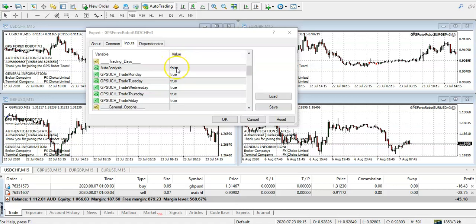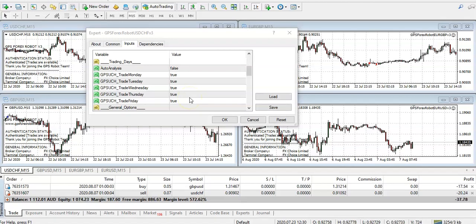Scrolling down, auto analysis. This one's set to false, and by doing that, it then bases the trade frequency on these settings below here. So trading Monday, Tuesday, Wednesday, Thursday, and Friday are all set to true. I haven't traded with this set to true, so I'm not exactly sure how it would trade under those circumstances, how frequently or infrequently it trades. But what I have noticed is that by setting this to false and these to true, it will open trades at the same time every day. And I'll get into that when we head across to the MyFX book page.